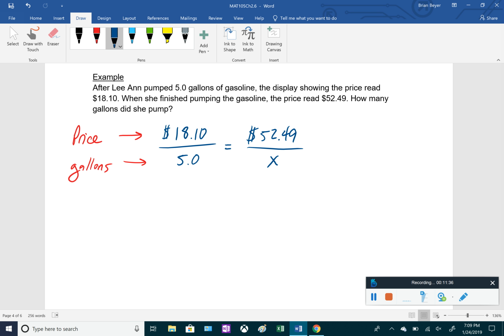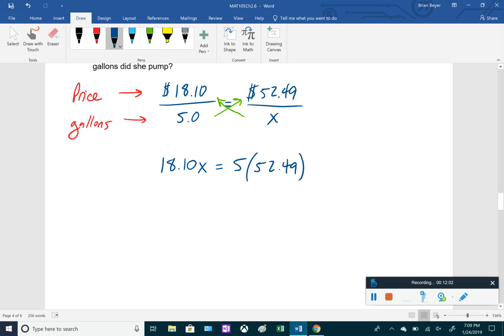So let's solve this by cross multiplying. So it's going to be this one to that side, this one to that numerator. We're going to get 18.1 x equals 5 times 52.49. And obviously I just dropped the dollar sign here, which is fine. Okay, so for the 5 times 52.49, the right-hand side, we end up with 262.45. And now to get x by itself, we need to divide both sides by 18.1.